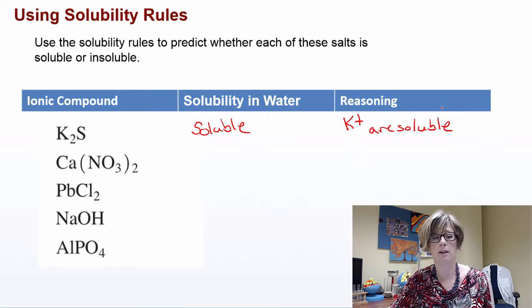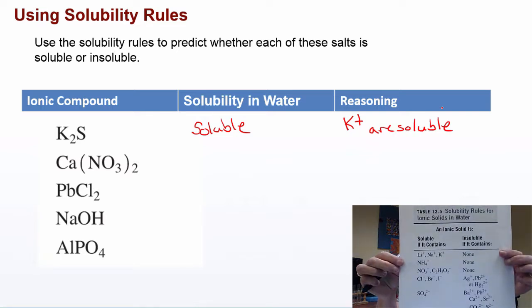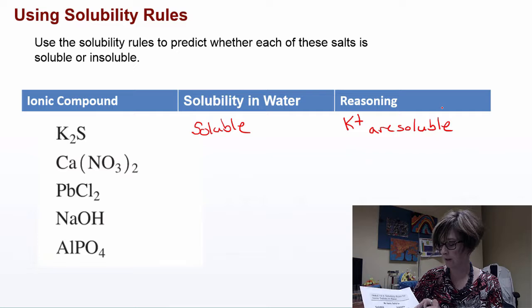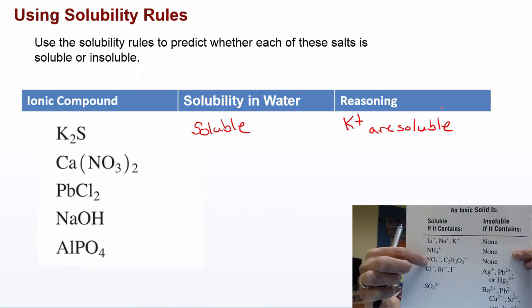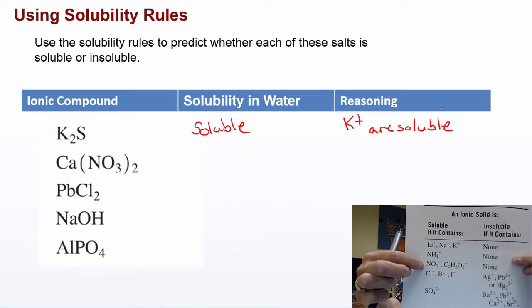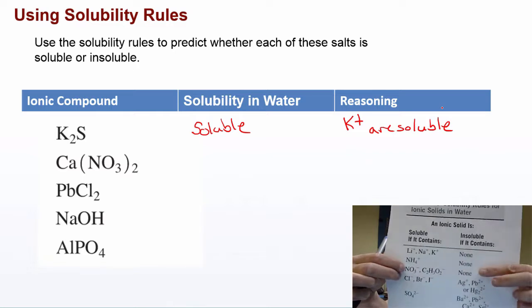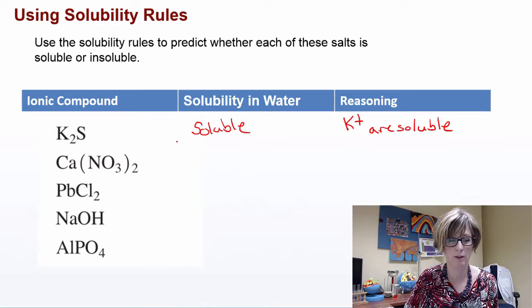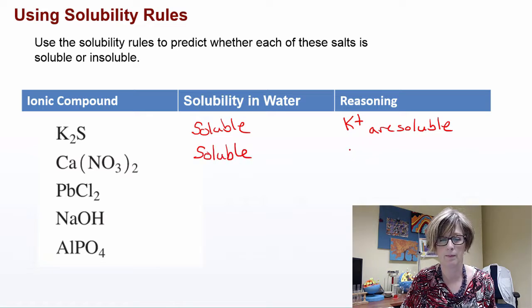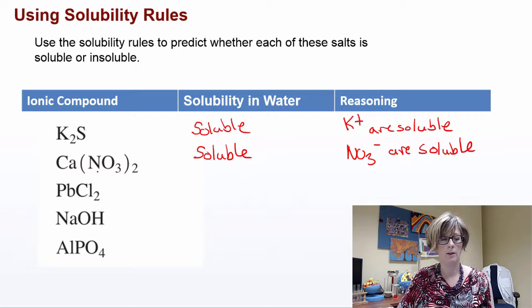Let's go to the next one. Here we've got calcium nitrate. Okay, so let's look at our table here. We've got nitrate or nitrite right here. So that means if a salt contains nitrate, it's soluble and there's no exceptions. So that means this should be soluble. So I'll write nitrates are soluble as my reasoning.